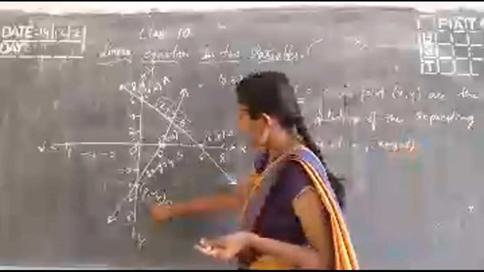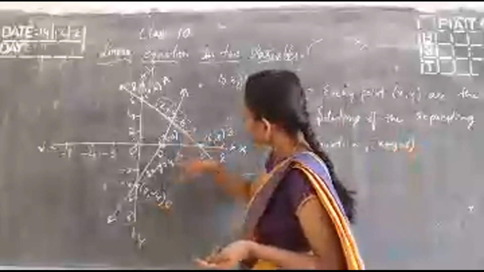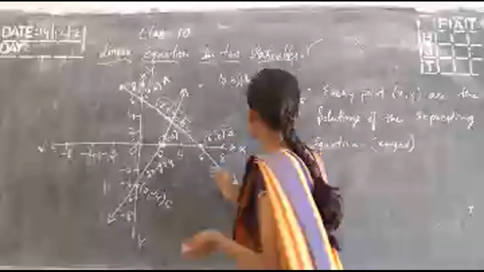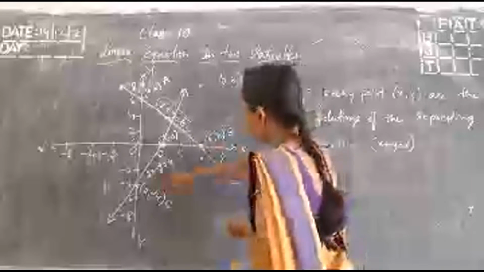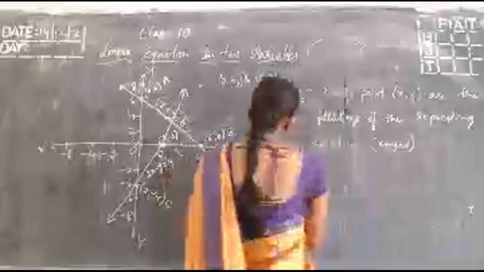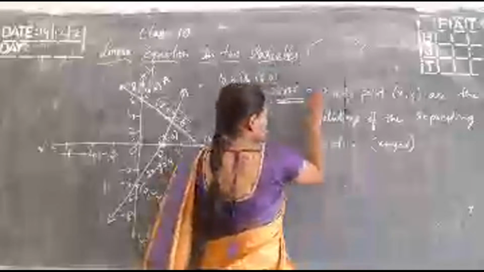Similarly, here what are the points? 0, minus 4 and 2, 0. These 2 are the solutions of which equation? 2x minus y is equal to 4. Understood? Next. Second note.